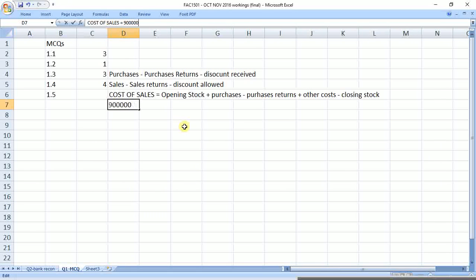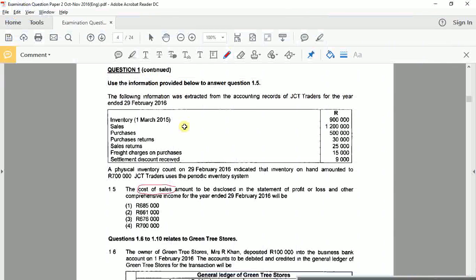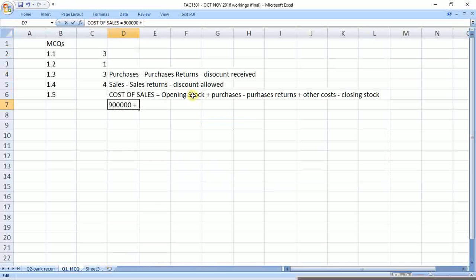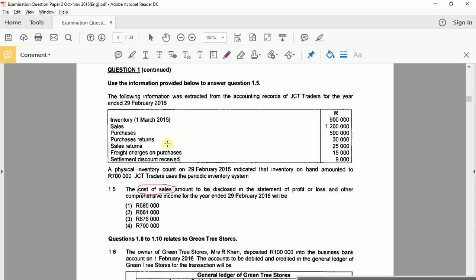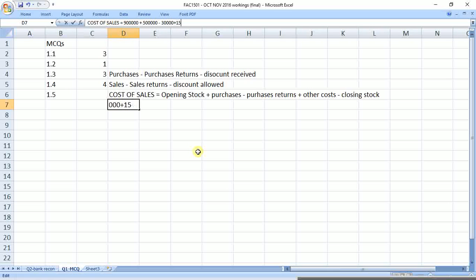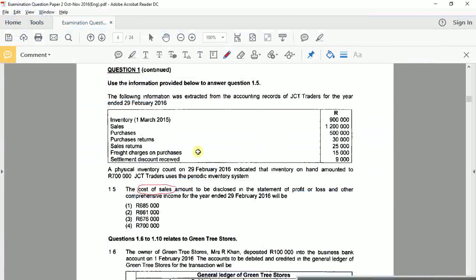What else? Plus, what are the purchases? 500,000. What are the purchases returns? 30,000. Minus 30. Do we have any other costs? Yes, we do. Freight charges on purchases. 15. Plus 15. Minus closing stock is how much? How much is the closing stock? I don't know. It is there. Oh, 700,000. So minus 700,000. Correct. Gives you how much?